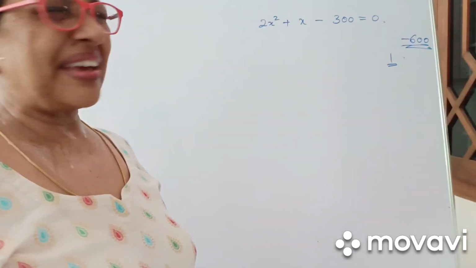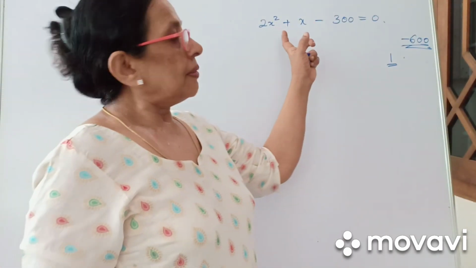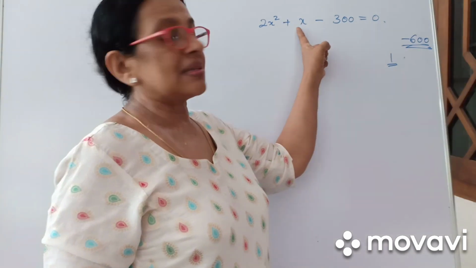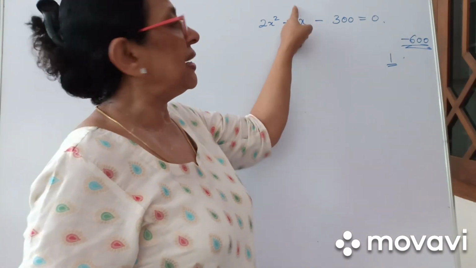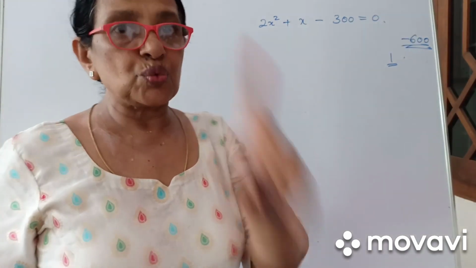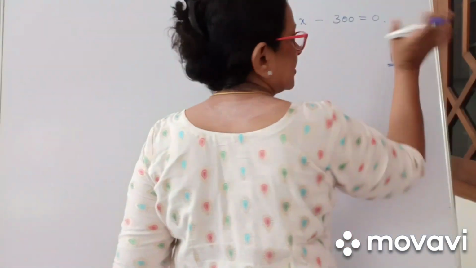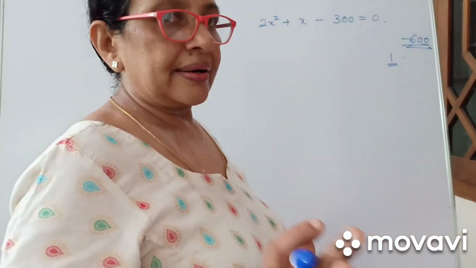Now I am going to teach you a very small trick in problems which come this way. That is, the coefficient of the middle term is 1. Now take 600.